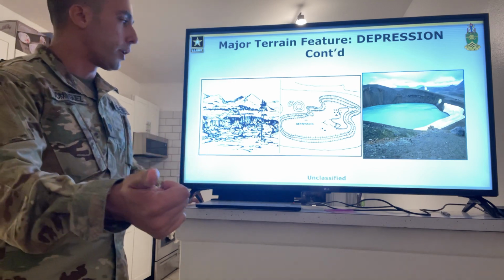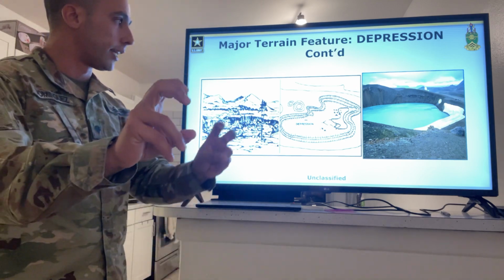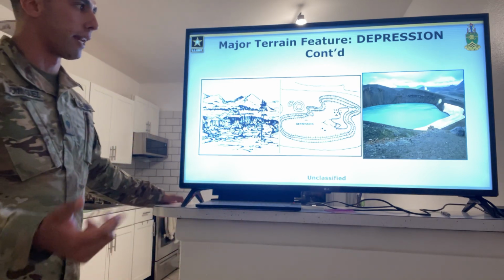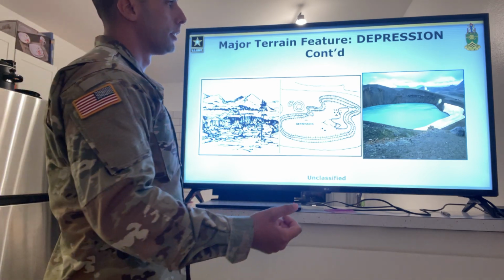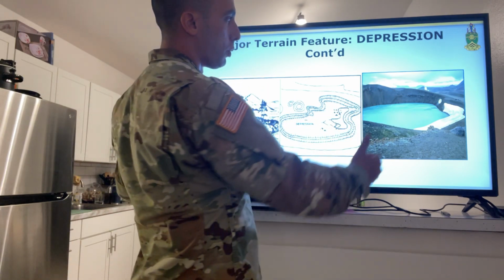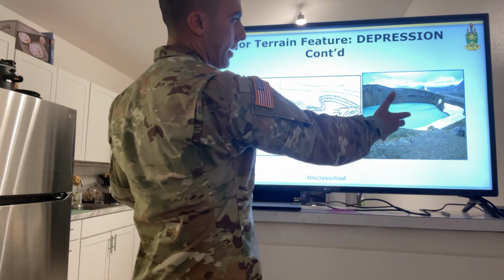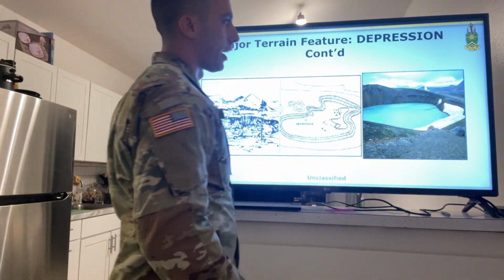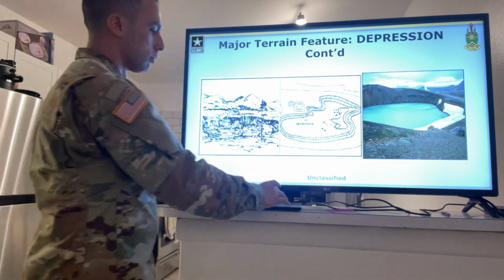A depression could be a crater, it could be a lake that has no water, or it could be a mine, a granite mine, or common in Florida. So here we have a picture of essentially what is a depression. In this case, it has water in it, but you see the higher ground surrounding the entire hole.